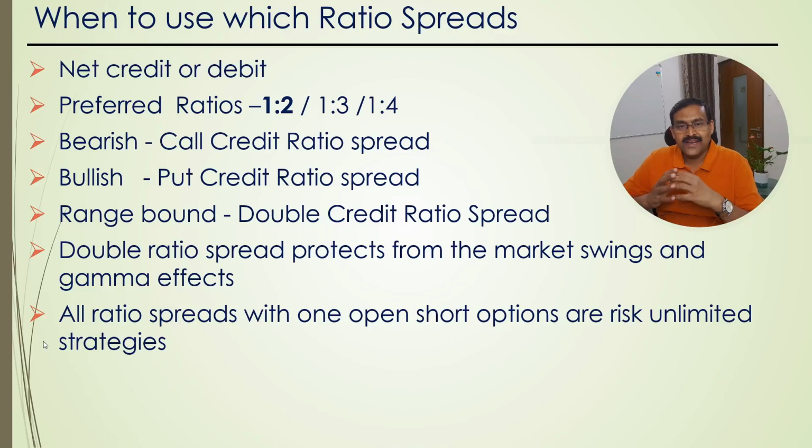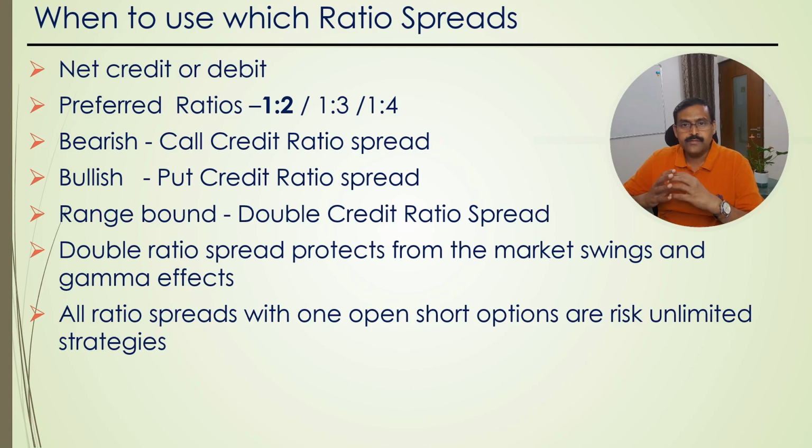Friends, let us now look at when to use which ratio spreads for different market views. We saw how to create the credit ratio spreads. Similarly, we can create debit ratio spreads. Whether to use credit ratio spread or debit ratio spread is all dependent on your trading style and the risk appetite for different market views. I trade with credit ratio spreads, and the preferred ratio that I use is 1:2, a maximum of 1:3. I never go beyond 1:4 ratio spreads.